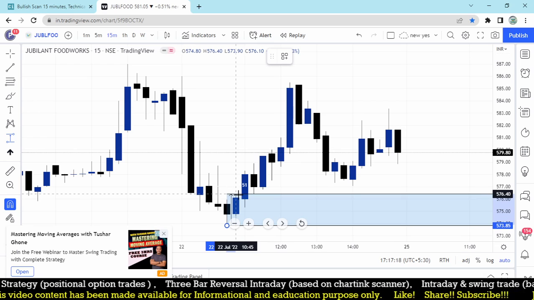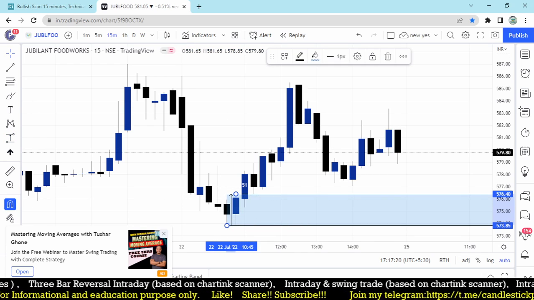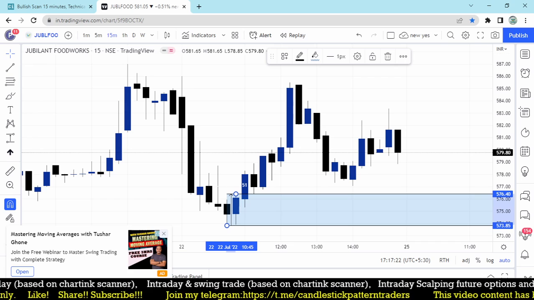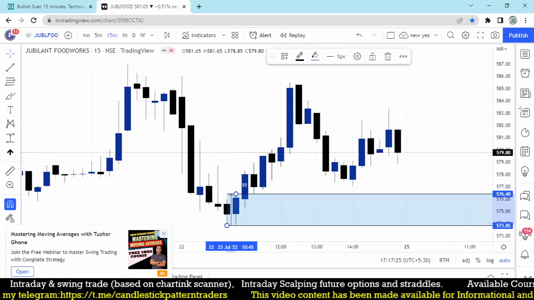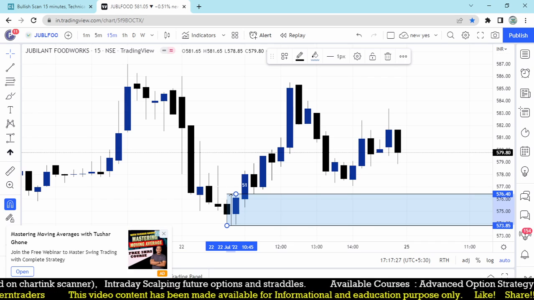From this point we made the entry at 576.40, and the stop loss for the trade is 573.85. Almost 2.5 rupees should be the stop loss for the trade.